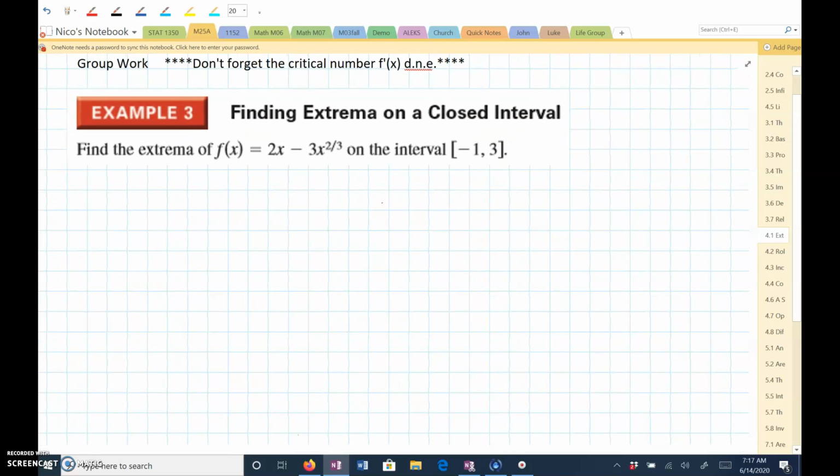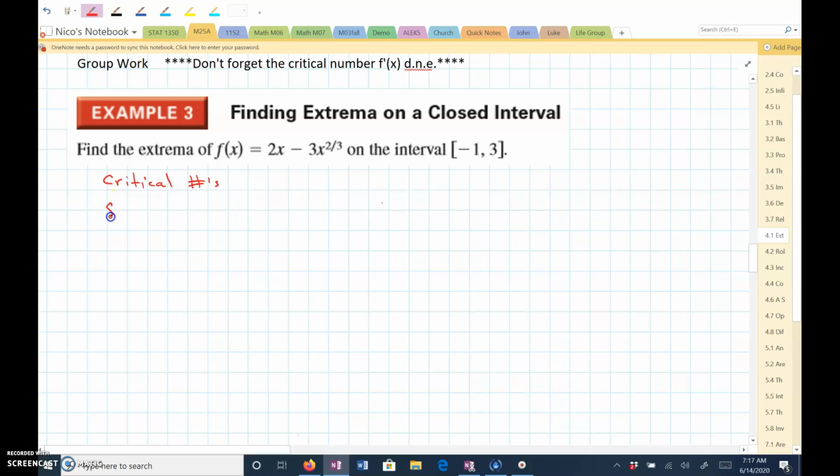Finding the extrema on the closed interval. So again, we've got a closed interval. Anytime we have a closed interval, we have a guarantee that there's going to be a minimum or maximum. Okay, so the first thing we're going to do is find our critical numbers.